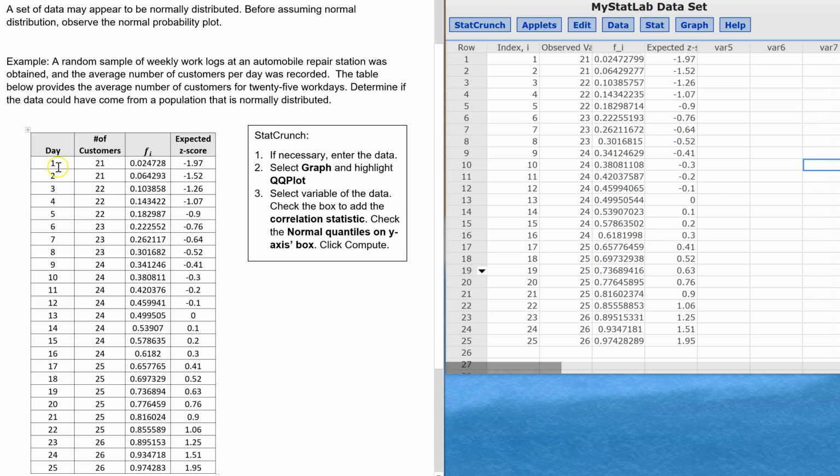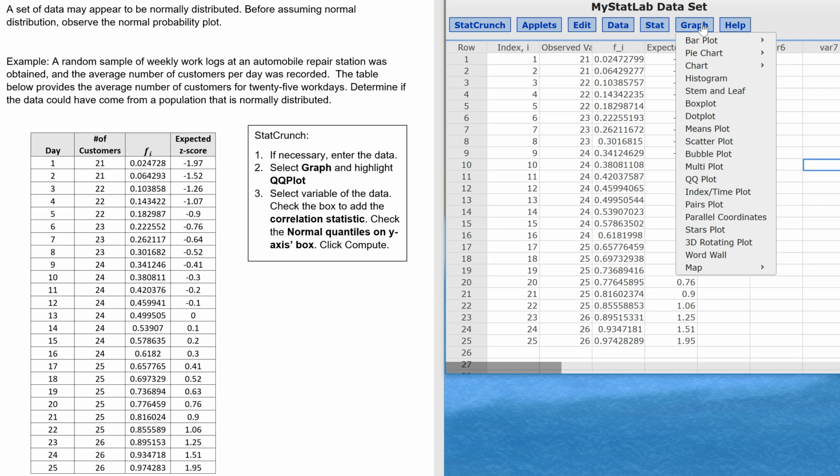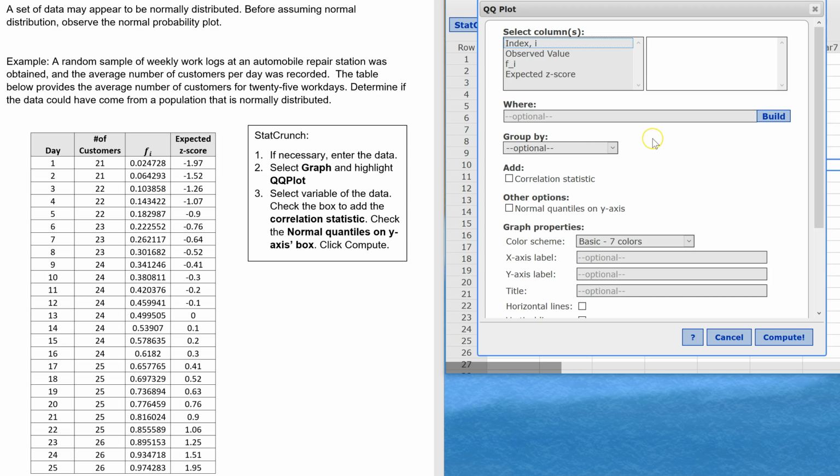Now I take this table of values and I put it in StatCrunch, which I have already done. Now I want to create a graph. So I go to Graph, I want a QQ plot. I need to tell it which value I want to have this plot made of, and it's of the observed value, the number of customers. I want to add a correlation statistic, and I want to have the normal quantiles on the y-axis.